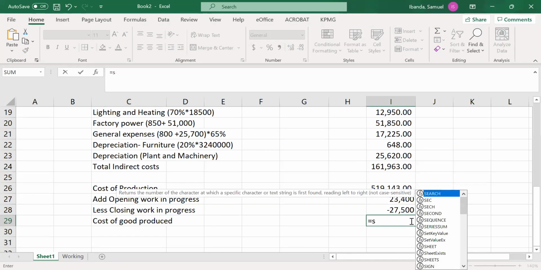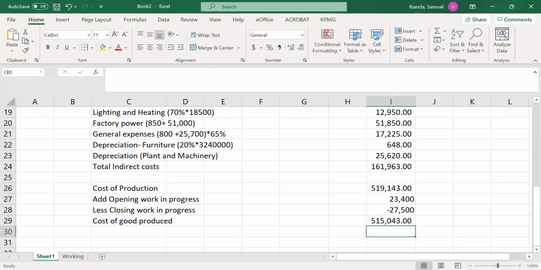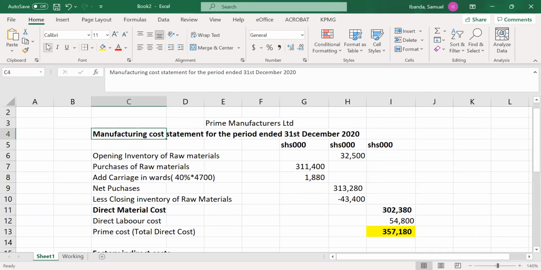So here I'll just use the sum, since I've already put negatives. We are getting 515,043. So that is what we have as our so-called cost of goods produced. This is the value that we have to end with on our manufacturing cost statement.